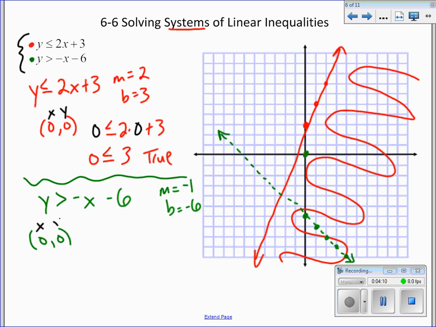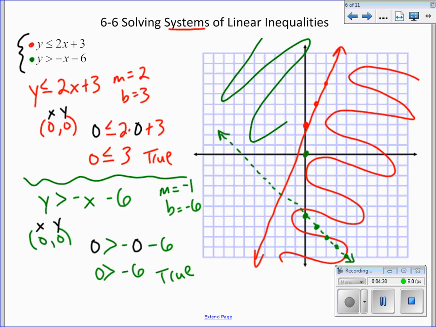This is our x, this is our y. Is 0 greater than -0 minus 6? Now, -0 is just 0. 0 minus 6 is -6. So is 0 greater than -6? We would say, yes, that's true. So now that means that the point (0, 0) is a solution, so we would shade this region.